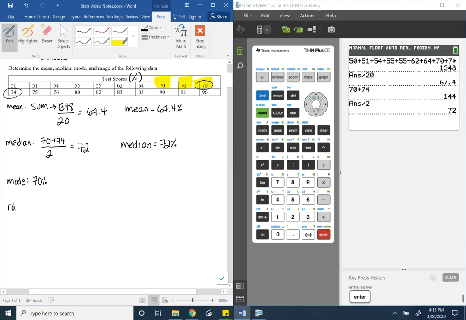Last thing, my range. The range is going to be the difference between the highest number and the lowest number. Well, the highest number is 96. The lowest number is 50. So all I'm going to do is take the difference between those two. And what I have is 46%.